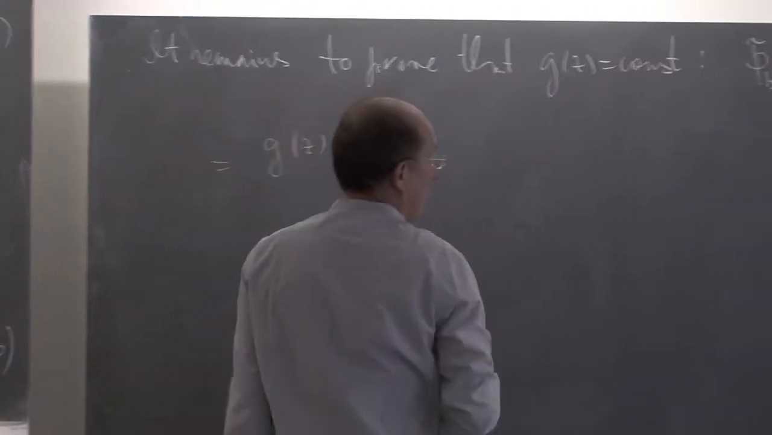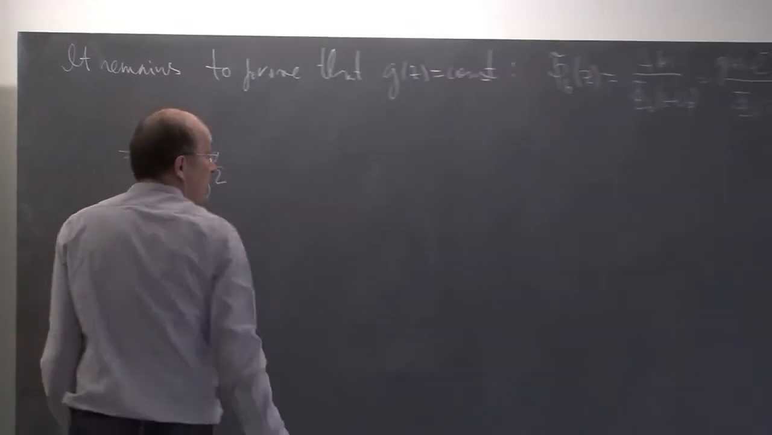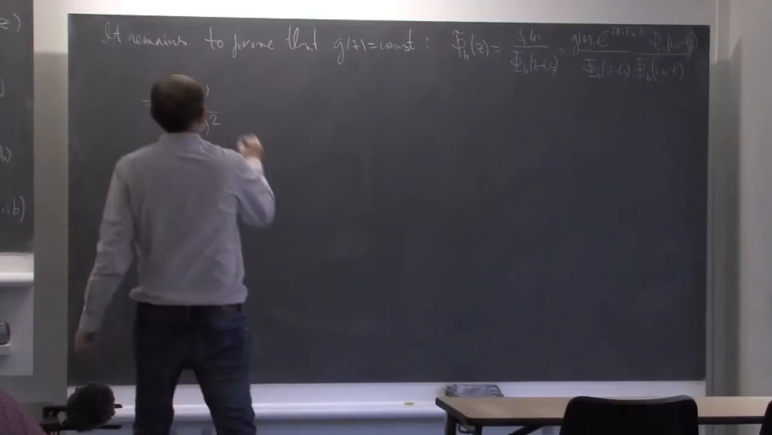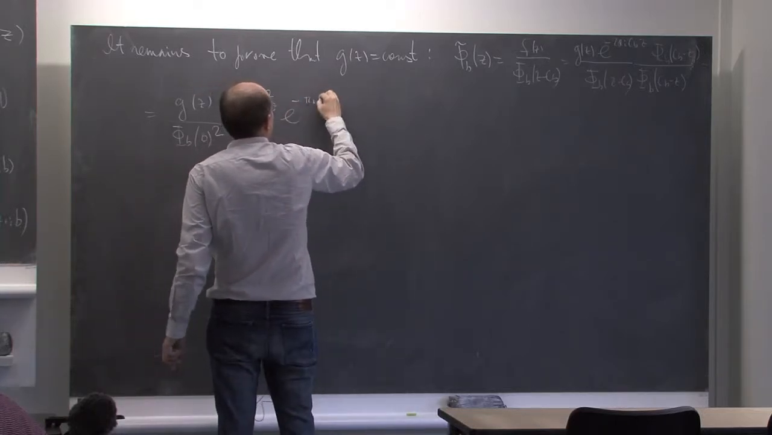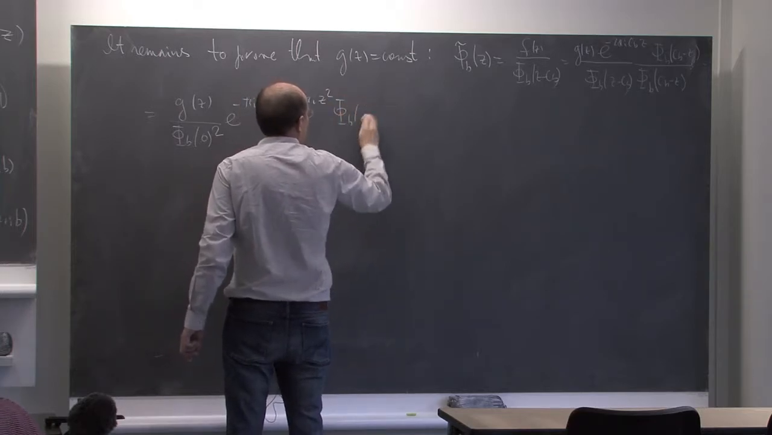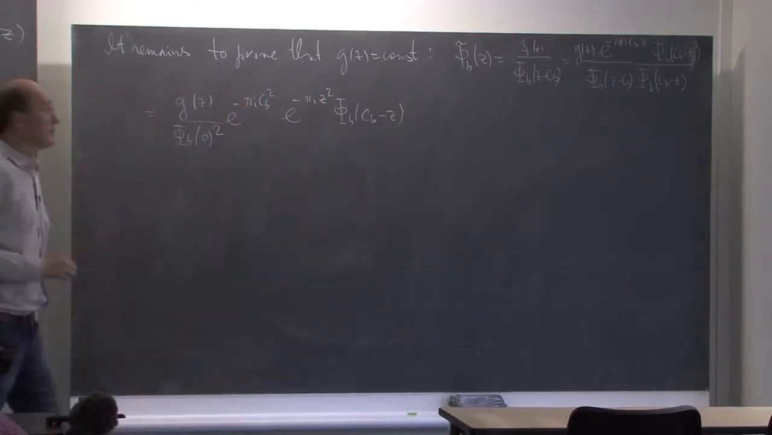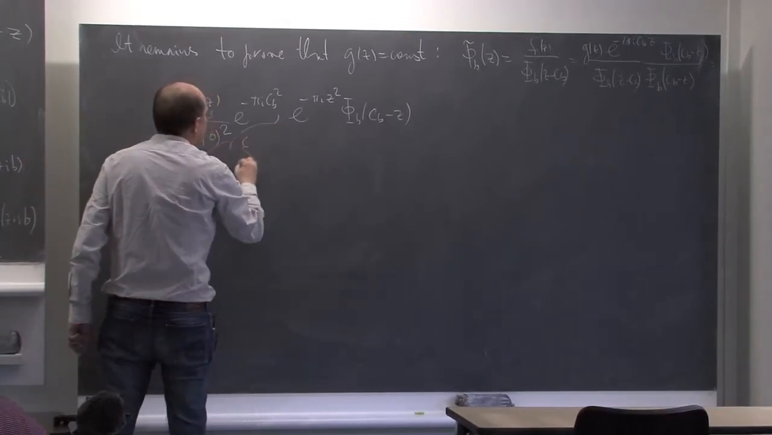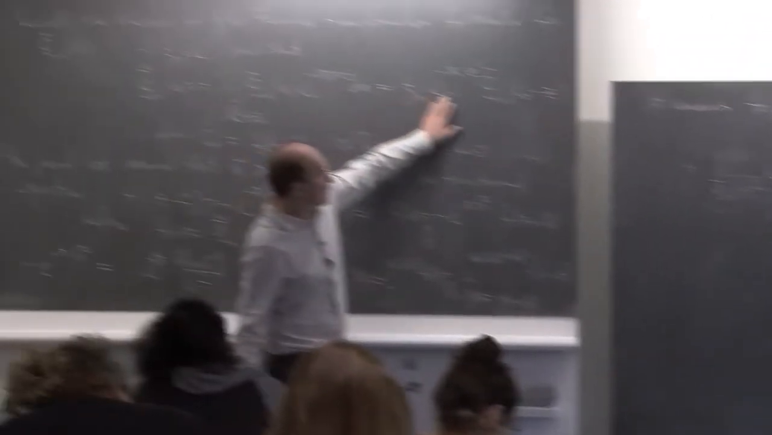So we finish with g of z divided by phi b of 0 squared, e minus pi I cb squared, e minus pi I z squared, phi b z minus cb minus z. And so if g of z is constant, then this combination is identified with zeta 0, because we reproduce this formula.